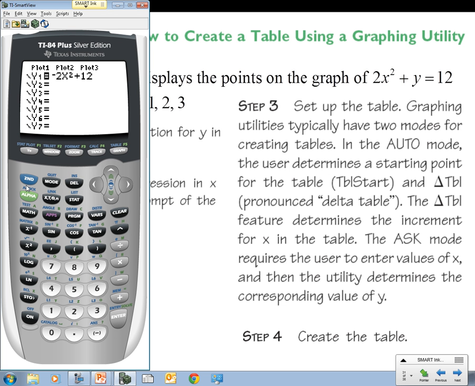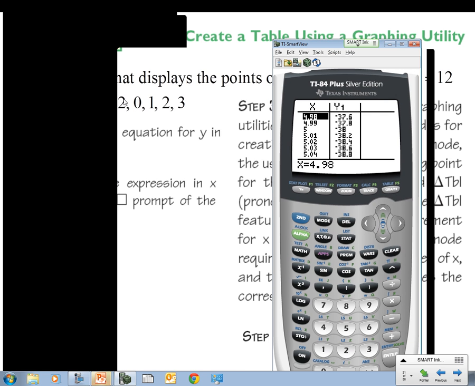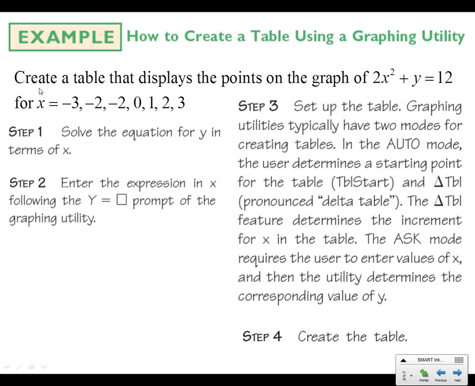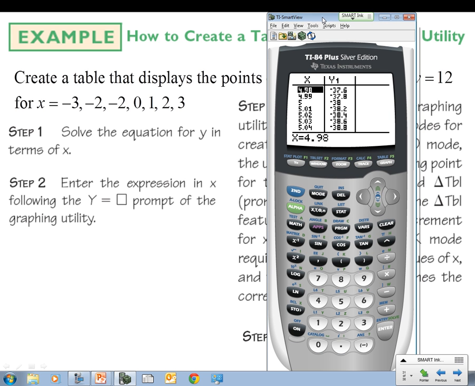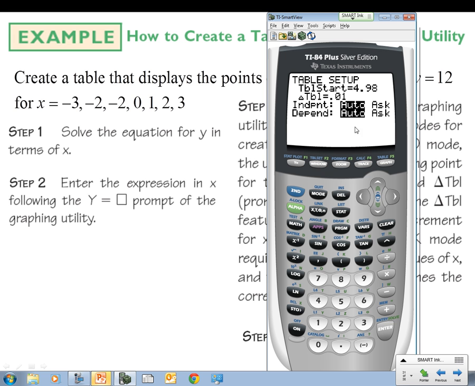So for the table, we're going to hit second graph. It's the one above graph, second graph. That gives us our table. But we don't really want these values. We want these values over here. So how are we going to get to those? It's table set that we want. Just how window sets the parameters for our graphing, table set sets the parameters for our table. So we'll go into table set, second window, table set.